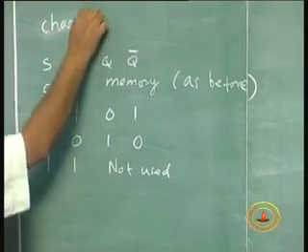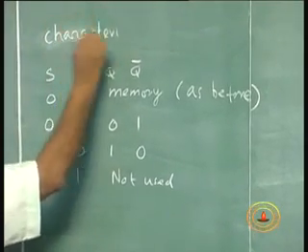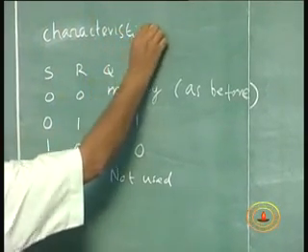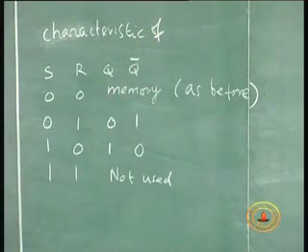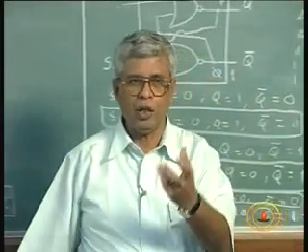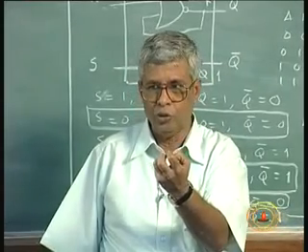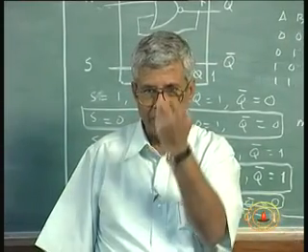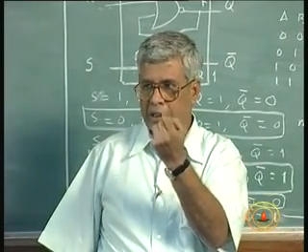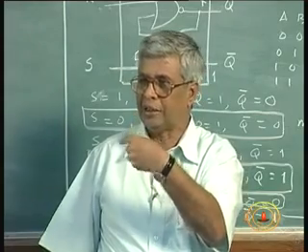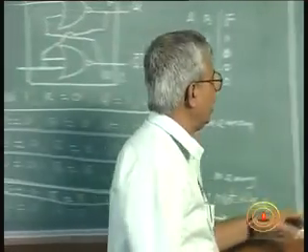Characteristic, because it is a characteristic of, and I have to give a name to this latch. A latch is to hold on. The latch came from the fact that it holds on to the data, 1 or a 0. It latches onto it. So since it uses two inputs S and R, we will call it the characteristic of SR latch.